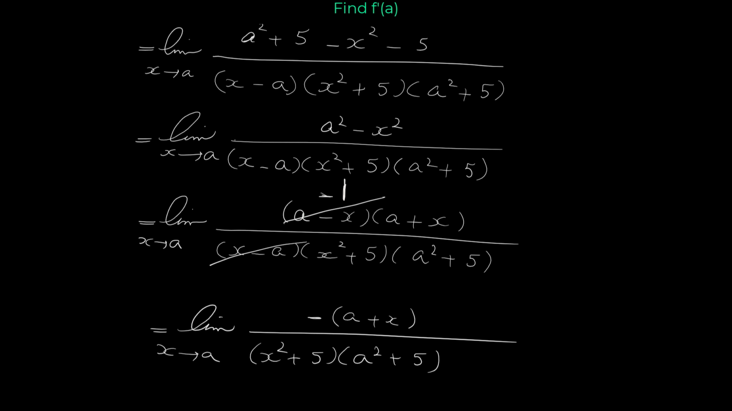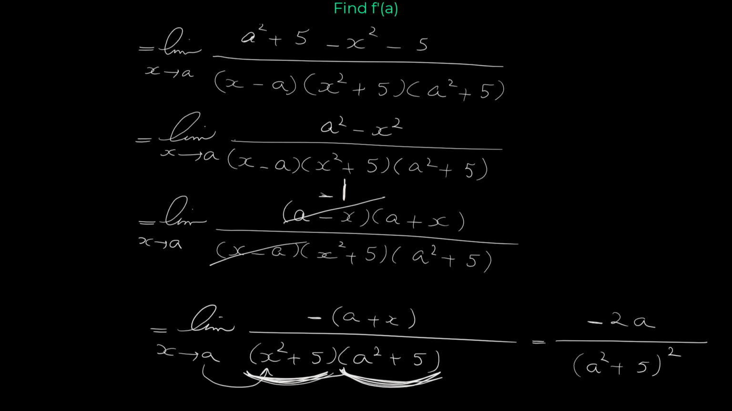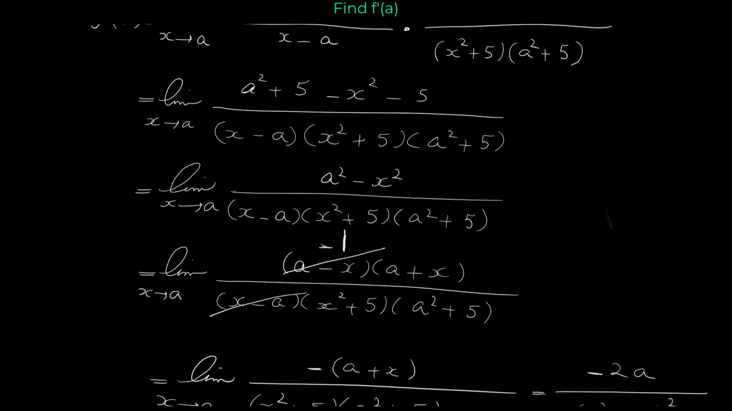Now, if we plug in a for x in the numerator, we can find the limit. We have a plus a is 2a, so the numerator would be negative 2a. If we plug in a here, it would be a to the 2 plus 5, and the other one is also a to the 2 plus 5. A to the 2 plus 5 times a to the 2 plus 5 is a to the 2 plus 5, all to the power of 2. So the derivative of the given function at the point a is negative 2a over a to the 2 plus 5, all to the 2.